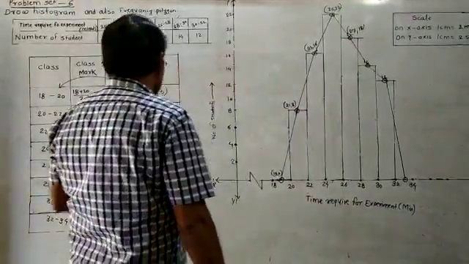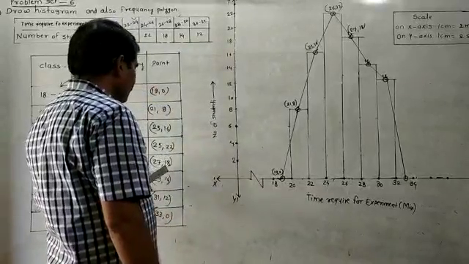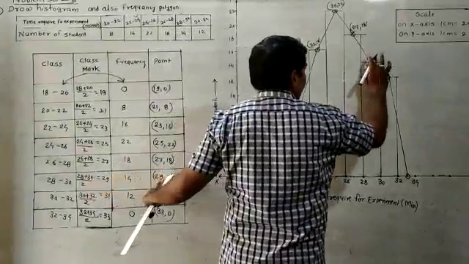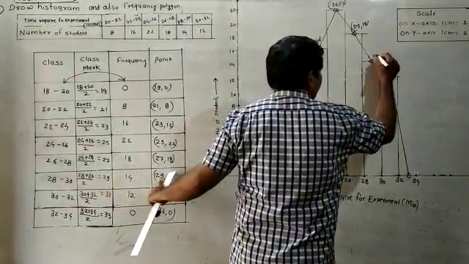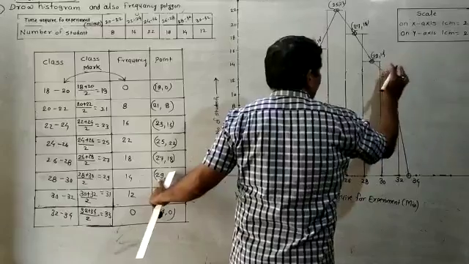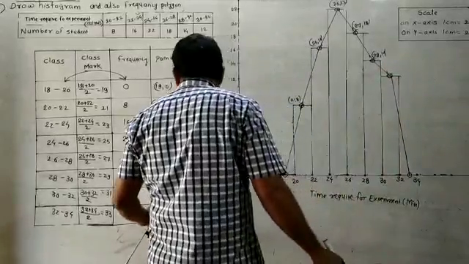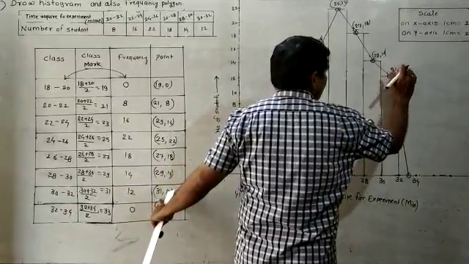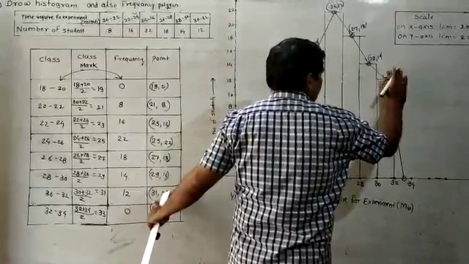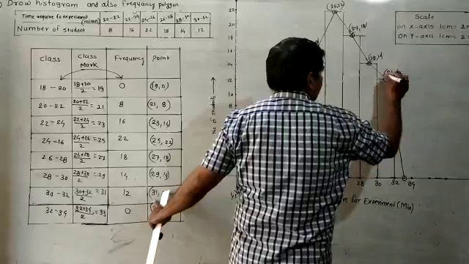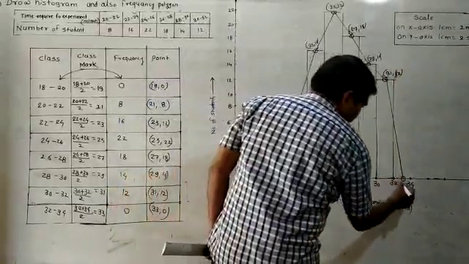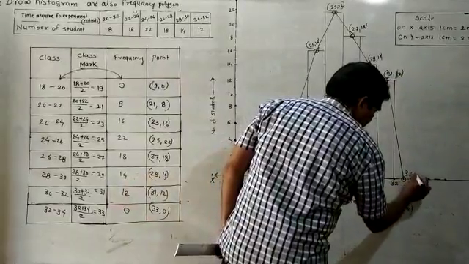Then next point is 29, 14. Here 29, 14 will come. And coordinate of this point will come 31, 12. And last point, this coordinate will come 33, 0.